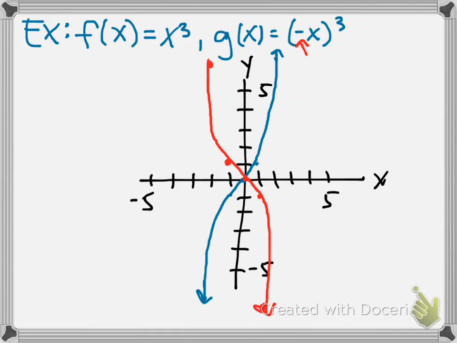But this is one unique situation where we have both a horizontal and a vertical reflection. So you can also see that this function and the parent function are reflections over the x-axis and the y-axis. This just happens to be a unique situation. You won't always see that happen.